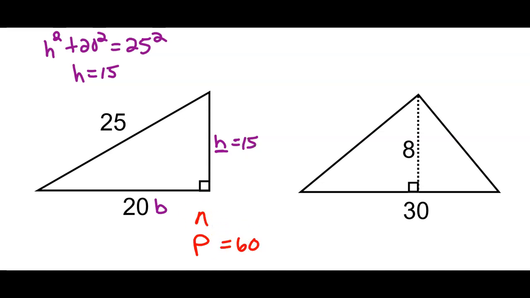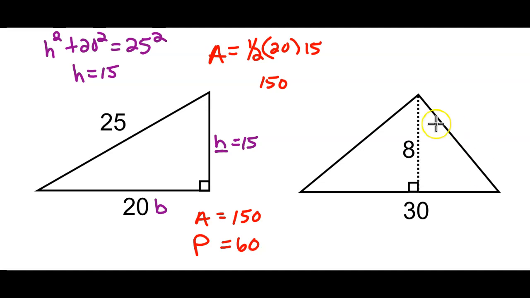For the area, I'm going to say 1/2 times the base of 20 times the height of 15. That's going to be the area of the triangle. So I end up with 150. They didn't give us any units here, so if it were feet, it'd be feet squared for area and just feet for perimeter, but no units attached to that one.